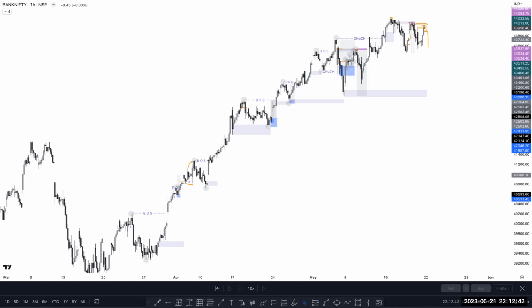GBPUSD, okay, EURUSD, NAS100, EURUSD, okay, XAUUSD. I think gold I already did. Let's try a different pair, a high volume different pair. Bitcoin, okay. Bitcoin is also done.